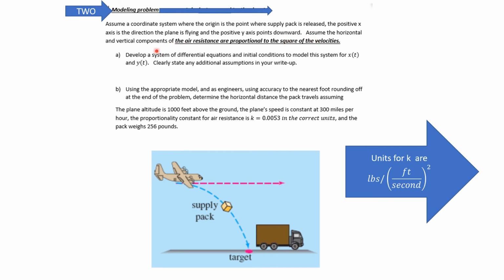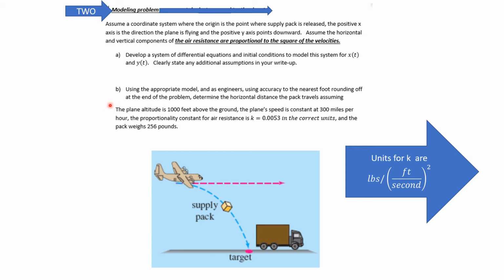Assume the horizontal and vertical components of the air resistance are proportional to the square of the velocities. This is underscored because this is not what we usually assume. We usually assume it's proportional to the velocities. This will make the problem more interesting, I think. Part A, you are to develop a system of differential equations and initial conditions to model this system for x of t and y of t. Clearly state any additional assumptions in your write-up.